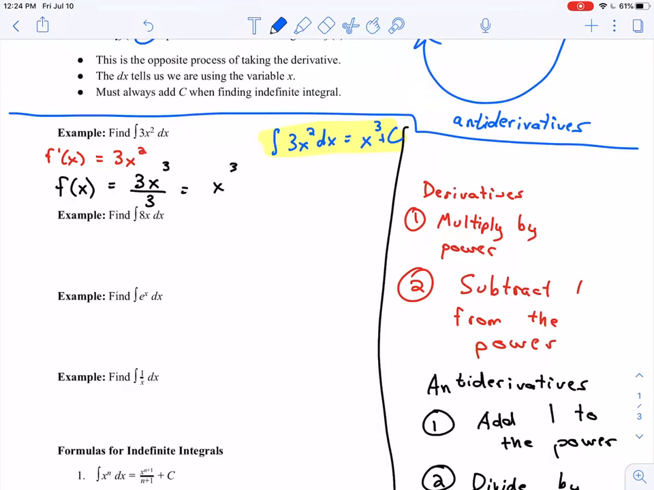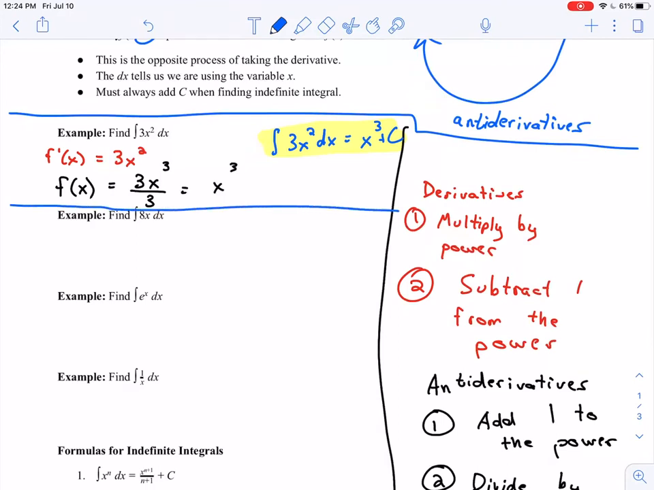Myself and other calculus teachers take great pleasure in taking a point off on every single problem that you forget plus c on, because it is just that important. So make sure that you don't forget that plus c every single time in every single one of these problems.